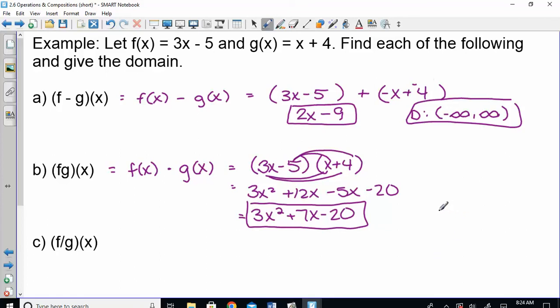What's the domain of that? No fractions, no radicals. So you can plug in any number you want for x.